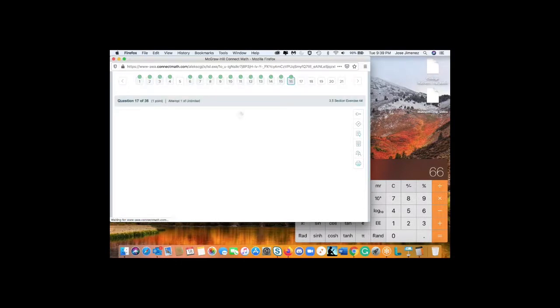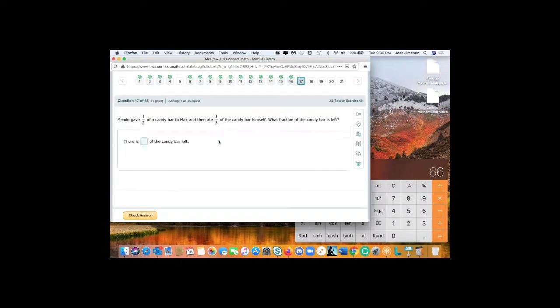17. 1/2 of candy to Max and then 1/5. So the idea is we have a whole candy bar and then we subtract 1/2 and then we subtract 1/5 of the same candy bar, and we want to know what is left.